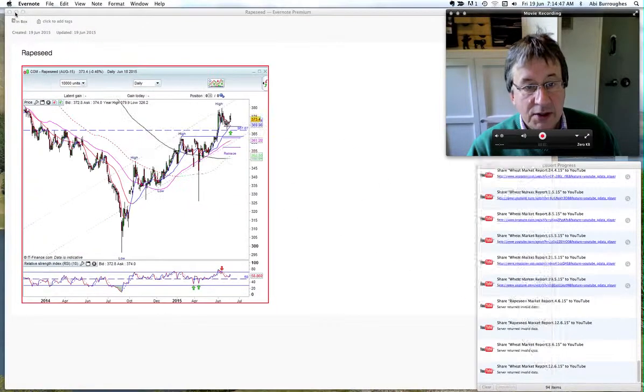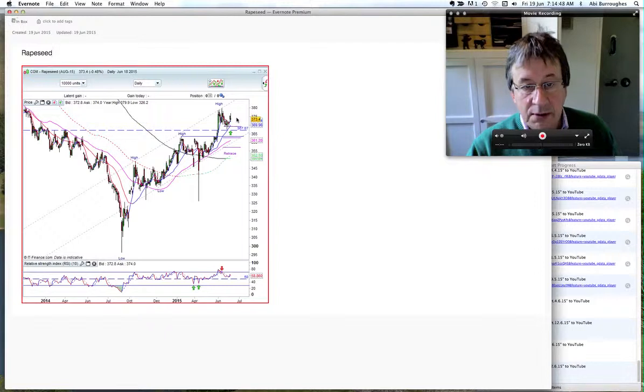And just finally, look at the rape market. That's interesting. We are testing this 375 mark. 367 is support on this chart. So still looking quite bullish on the rapeseed market. RSI is holding above the 50%.